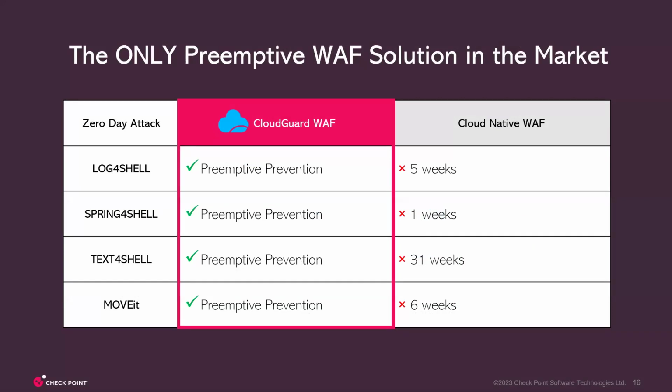And so as you can see, if you're running some of the cloud native WAFs, which are great, there are some checkboxes, it makes it easy. But it took time, 5 weeks, 31 weeks. It takes time for them to update their signatures and then be able to stop these types of attacks. Anyone running CloudGuard WAF would have been secure from the beginning.